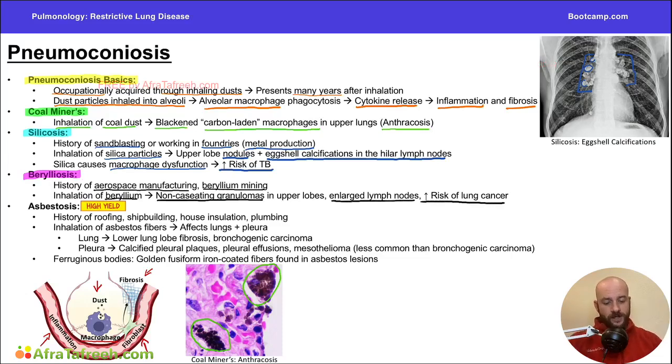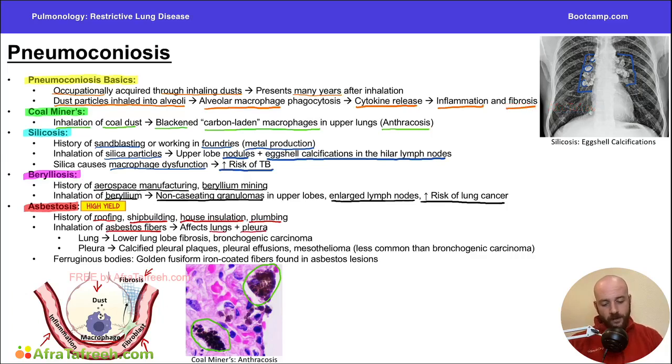All right, so now we're going to finish up by talking about asbestosis. And asbestosis is really high yield and really commonly tested. And the classic occupations associated with asbestosis are roofing, shipbuilding, house insulation, especially old houses where they used a lot of asbestos in the insulation, and plumbing. And what you really want to understand about asbestosis is that when we inhale asbestos fibers, this is going to affect the lungs and the pleura.